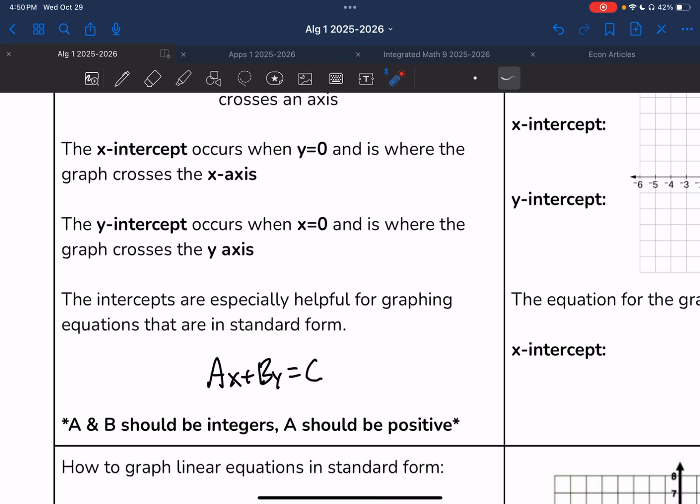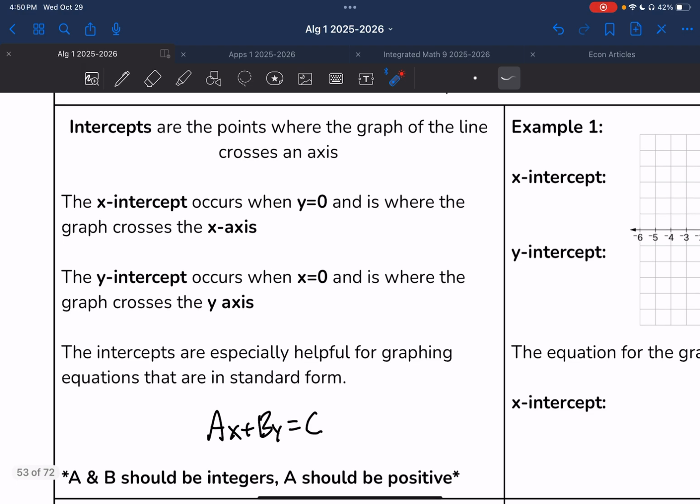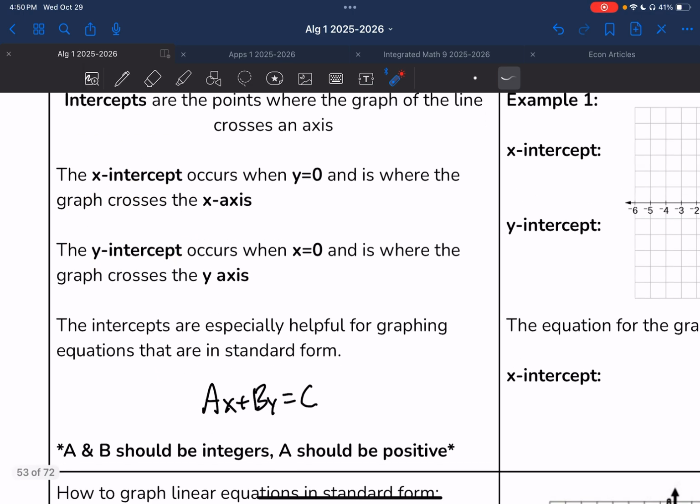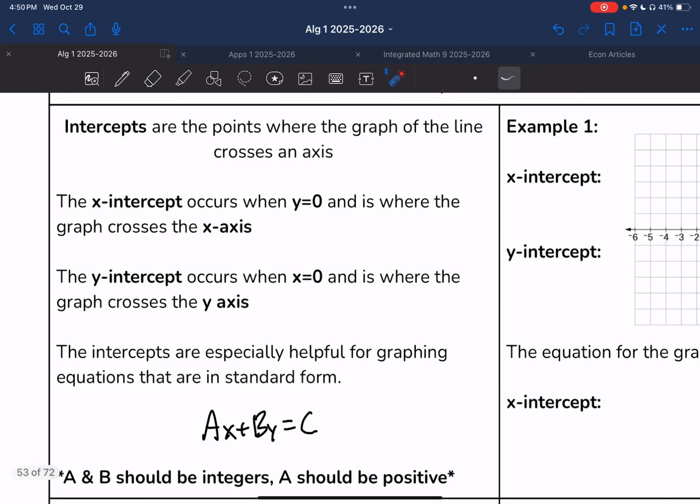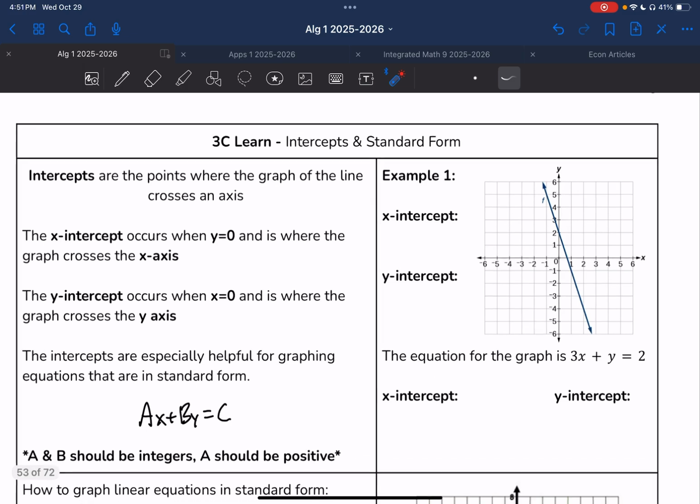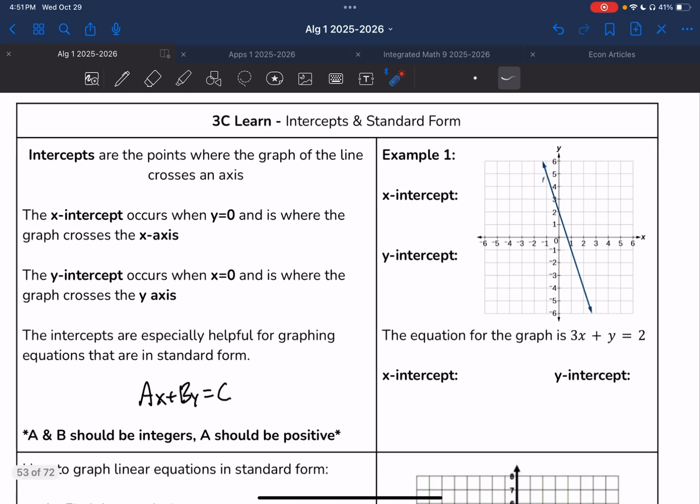So the easiest way to graph it is to figure out, if we want to look for any points that satisfy this equation, the easiest points to work with are going to be the ones where y equals 0 and where x equals 0. Those are also known as our x-intercept and our y-intercept. So the easiest way to graph in standard form: set x equal to 0 and figure out what y needs to be, and then set y equal to 0 and figure out what x needs to be. And that will give us 2 points, and then we can graph it from there.